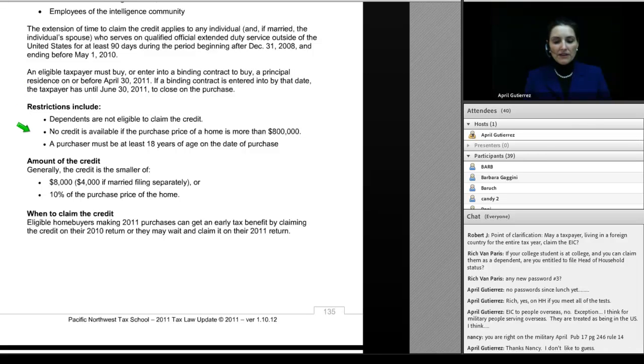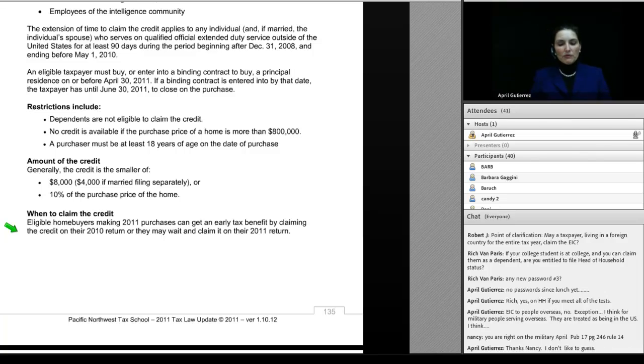Restrictions on the credit include that dependents are not eligible to claim the credit. No credit is available if the purchase price of a home is more than $800,000. A purchaser must be at least age 18 on the date of the purchase. The amount of the credit: generally the credit is the smaller of $8,000, or half that amount for married filing separately, or 10% of the purchase price of the home.